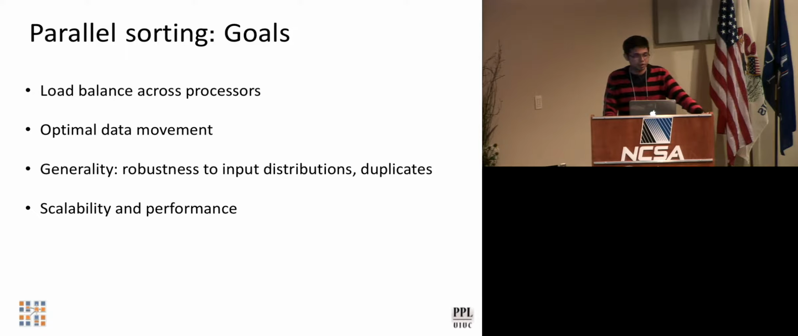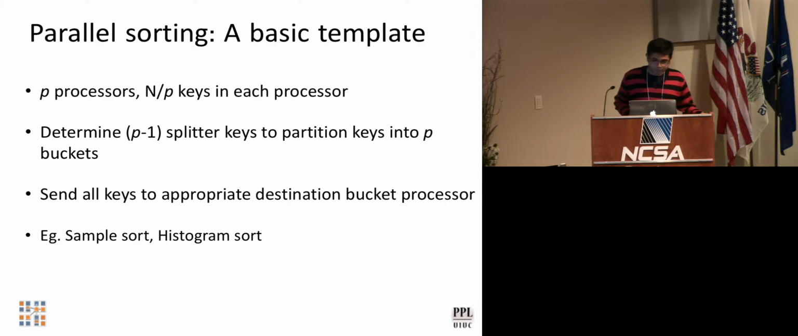We also want optimal data movement because the data could be massive, and you don't want to move the data more than once, and this is even more true for big data applications which have massive amount of data. Third, we want our algorithm to be robust to all sorts of input distributions. It should handle duplicates and should not assume much about the underlying distribution. And of course, we want scalability and performance.